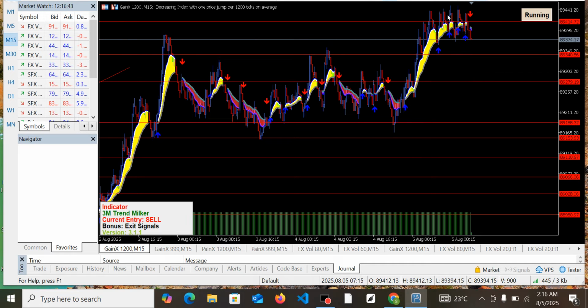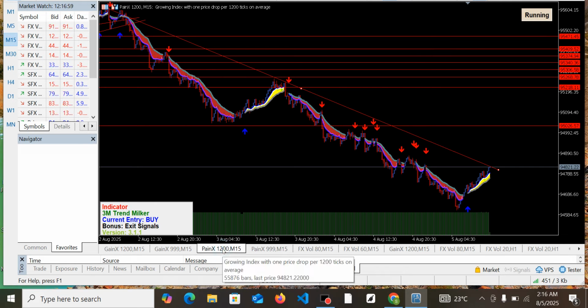So you can see it bought more and got to a new resistance zone. We're still waiting for it to give us a clear signal of the next direction after that. So let's keep an eye on that and see what is going to happen with that later on. Now let's move on to PainX 1200.